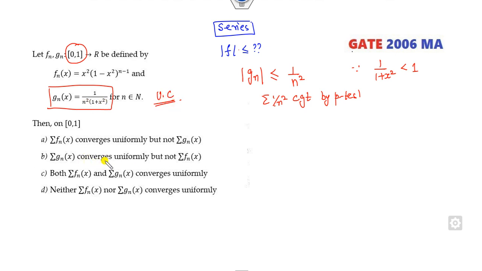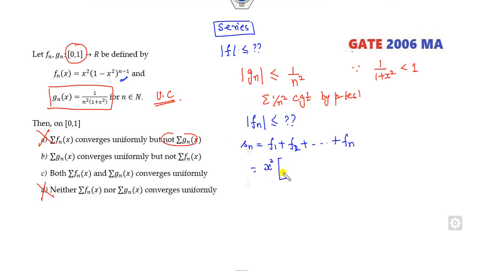So it converges uniformly, but not g. So option A is cancelled, option D is cancelled. Now check about this. You are unable to write this as less than something. Fine. So what you can do is write the nth partial sum sequence: f1, f2 and so on, fn. x square is a constant because it is independent of n. If I substitute n is 1, it is 1. If I substitute n is 2, it is 1 plus 1 minus x square of 2, and so on.